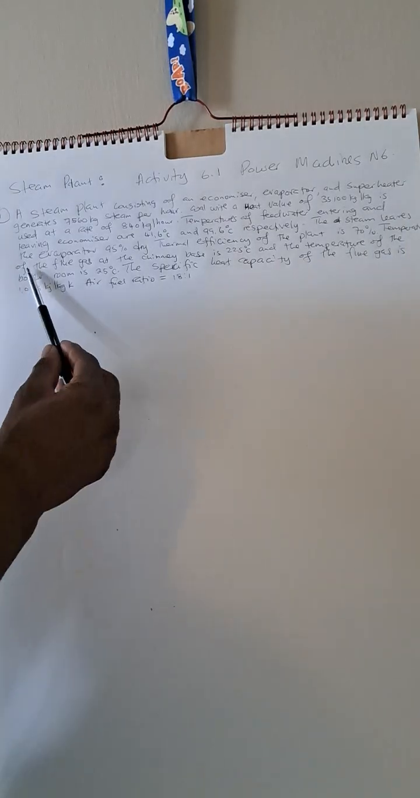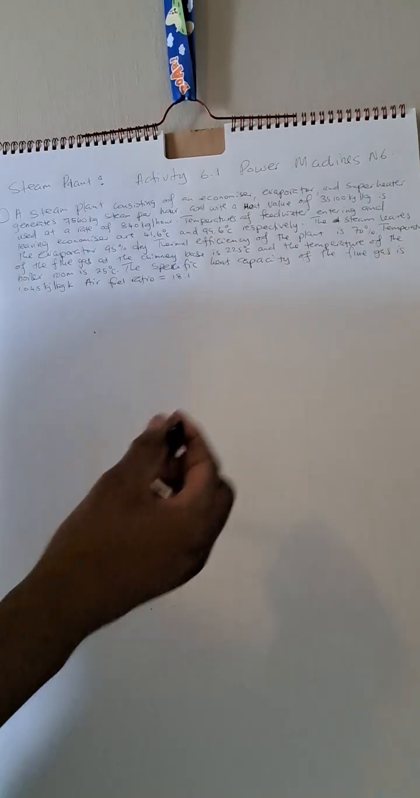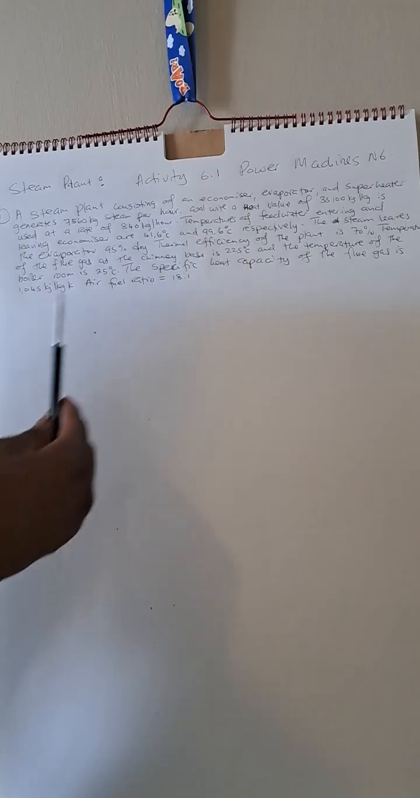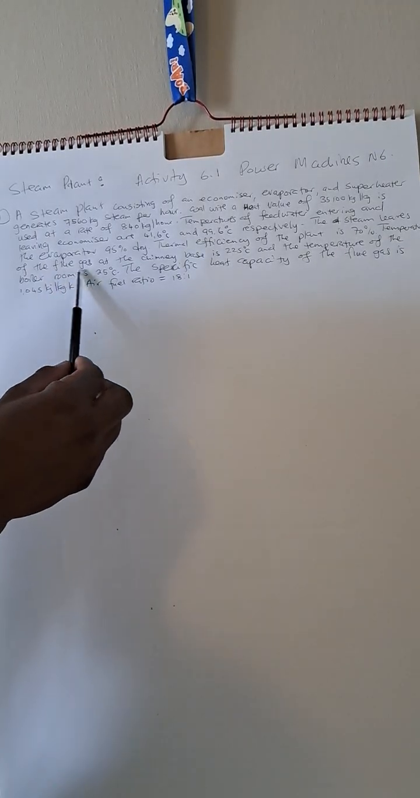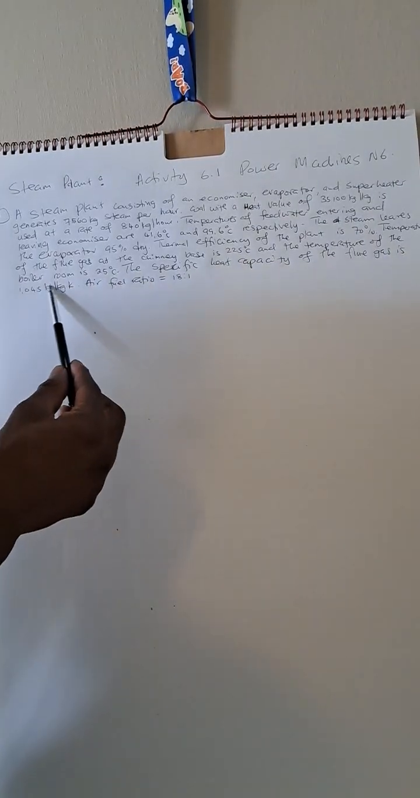The steam leaves the evaporator 95% dry. The thermal efficiency of the plant is given as 70%. The temperature of the flue gas at the chimney base is given as 225 degrees Celsius. The temperature of the boiler room is 25 degrees Celsius. The specific heat capacity of the flue gas is given as 1.045 kilojoules per kg Kelvin.